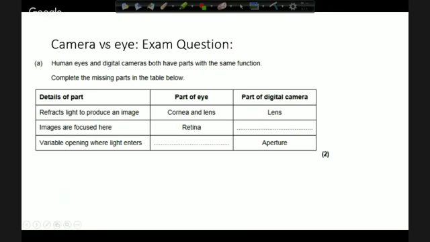So comparing camera to the eye, you'll more than likely be asked about comparing the functions of the two things.